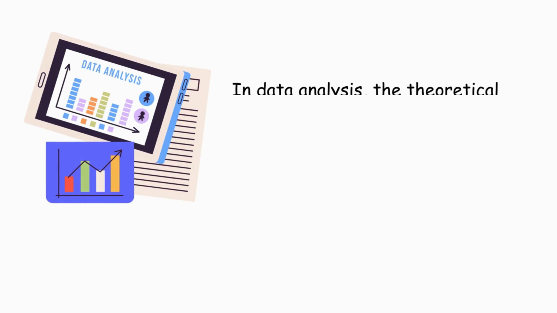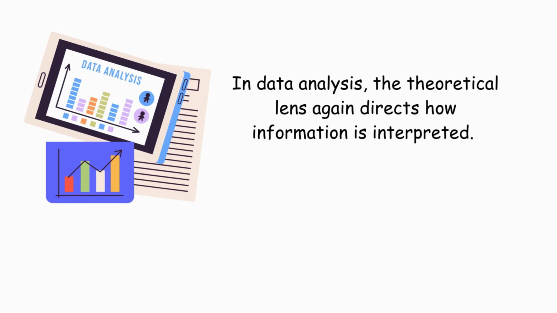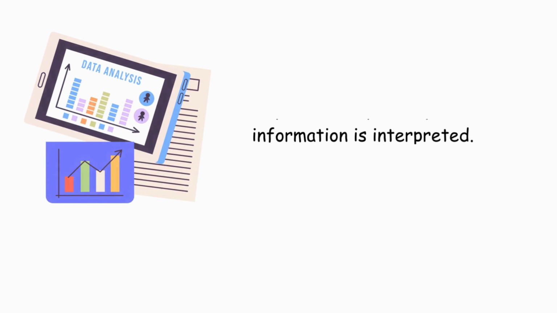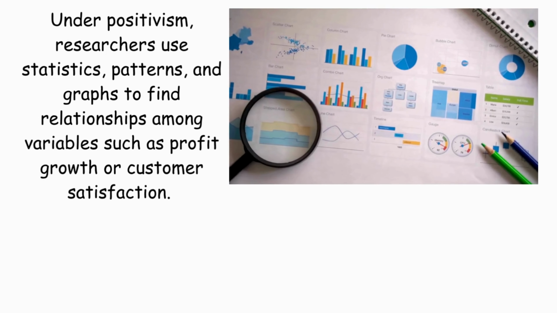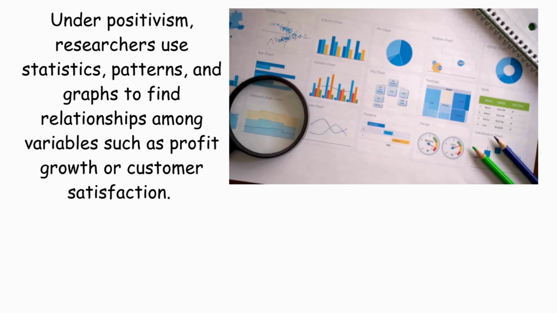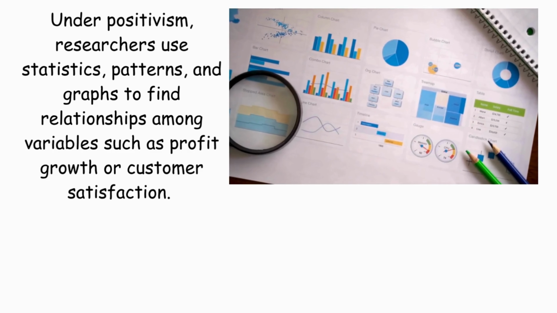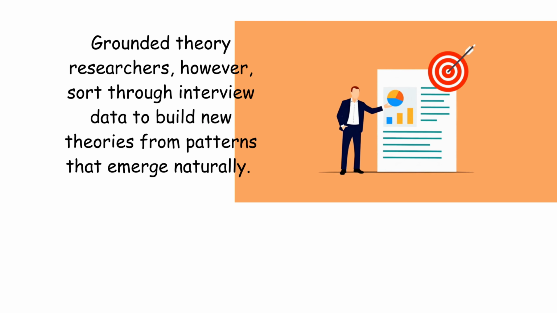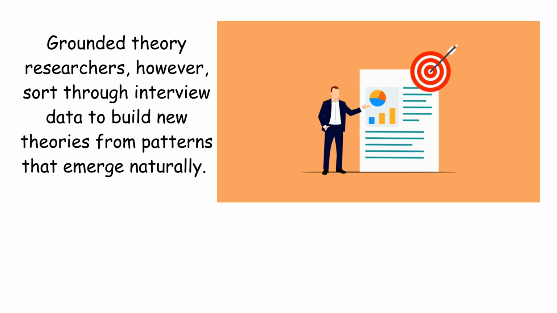In data analysis, the theoretical lens again directs how information is interpreted. Under positivism, researchers use statistics, patterns, and graphs to find relationships among variables such as profit growth or customer satisfaction. Grounded theory researchers, however, sort through interview data to build new theories from patterns that emerge naturally.